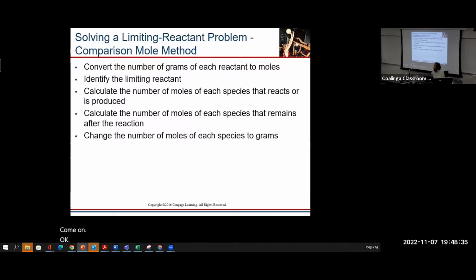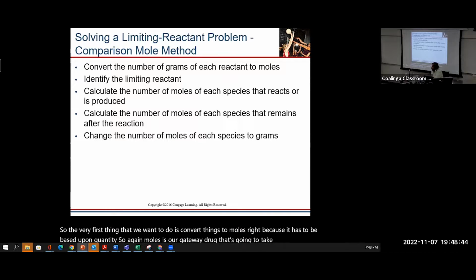So the very first thing that we want to do is convert these to moles. Guys, it has to be based upon quantity. So again, moles is our gateway drug. That's going to take us to where we want to get to, moles.